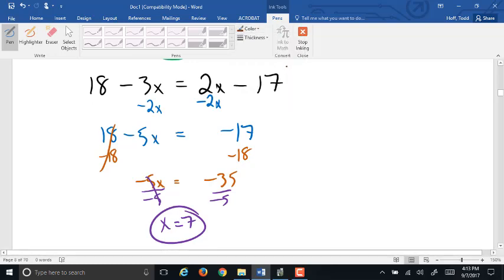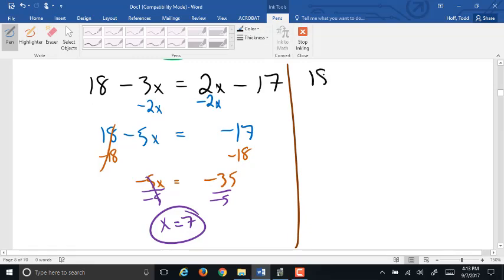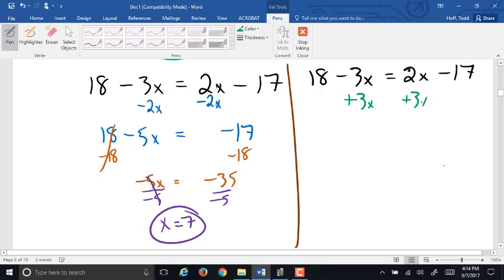As you can see, if we do it that way, we work with some negatives. Negatives, maybe a little ugly. If you're good with them, great. It really doesn't matter which one we get rid of. If you don't like working with negatives, I would advise you to get rid of the smaller one first, which would be the negative 3x. We would get rid of it by adding 3x.